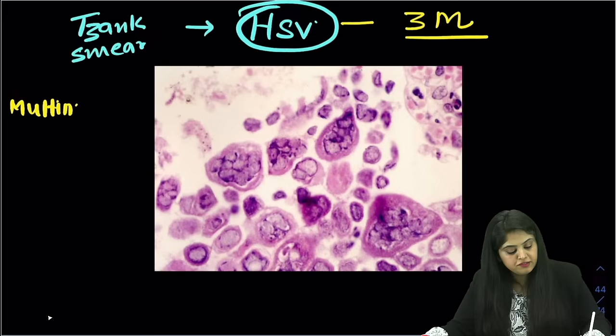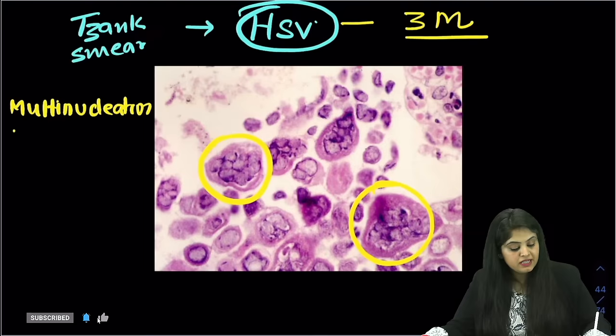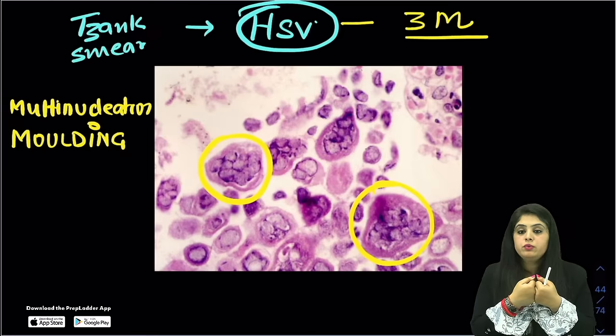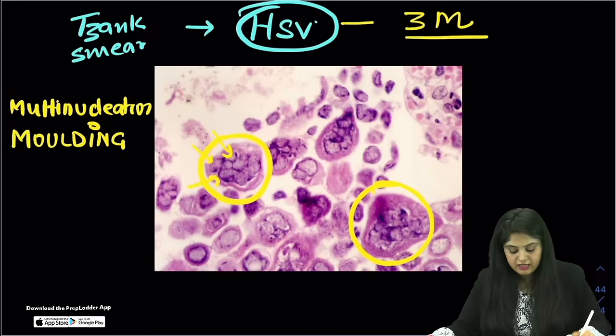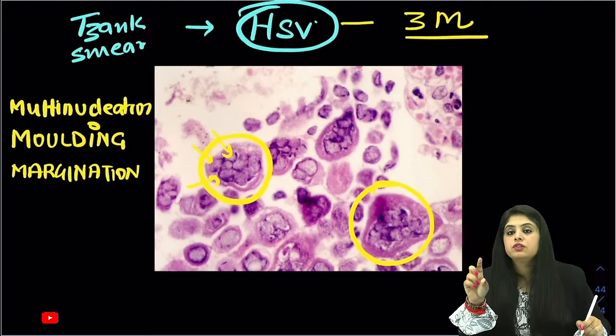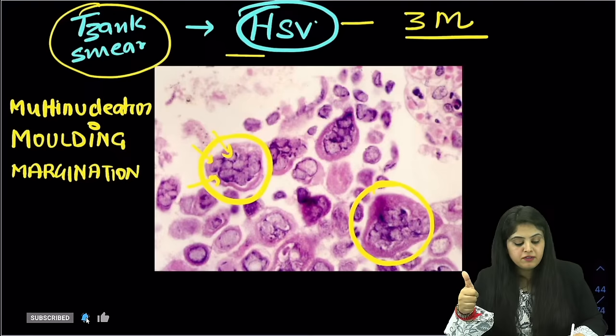First one, giant cell means multinucleation. I can see lots and lots of nuclei inside this giant cell. Second, all those are going to show you molding. The nuclei are all fitting into each other, embedding like pieces of clay, pressing against each other. All the nuclei are molded. And lastly, margination. So if they write there is a giant cell with multinucleation, molding and margination, you know you're talking about a Tzanck smear done for herpes simplex virus.